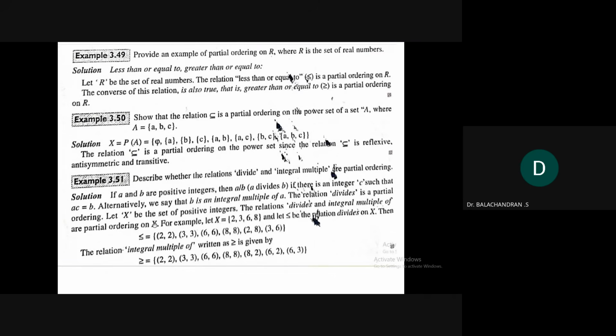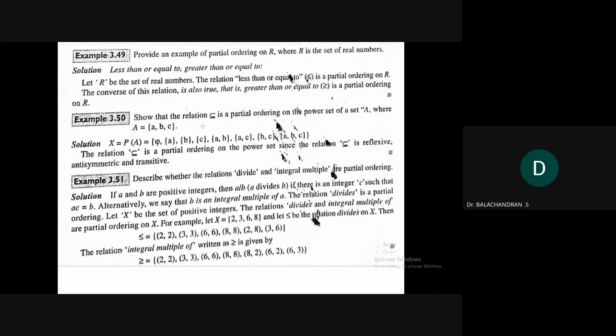Okay, so these examples are very similar to what we discussed. That's why I will just tell and then quickly go to the next slide. Provide an example of partial ordering on R. R is the set of all real numbers. Actually, they are asking for the relation. Either you can take less than or equal to, or greater than or equal to. R with less than or equal to is a partial ordering. Similarly, R with greater than or equal to is a partial ordering.